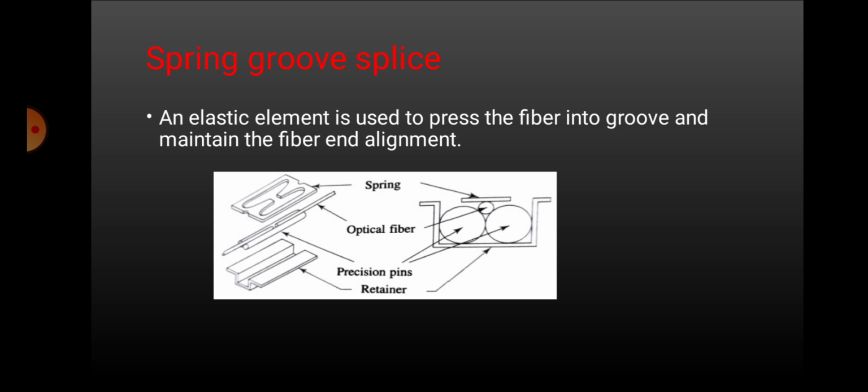Next one is the spring groove splice. This splice utilizes a bracket containing two cylindrical pins which serve as an alignment guide for the two prepared fiber ends. The cylindrical pin diameter is chosen to allow the fiber to protrude above the cylinders. The complete assembly is secured using a drop of epoxy resin.